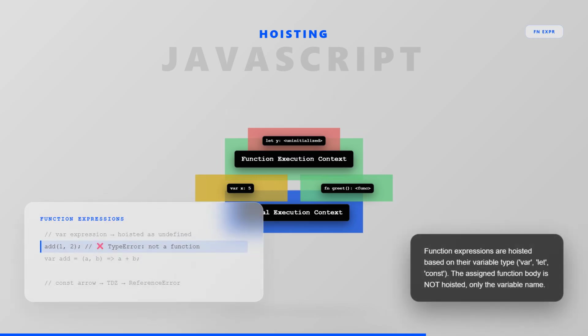Function expressions and arrow functions assigned to variables behave like their variable type. A var holding an arrow function is hoisted as undefined. A const arrow function is in the temporal dead zone.